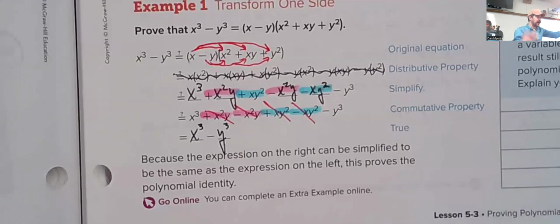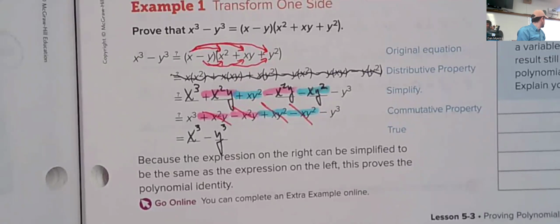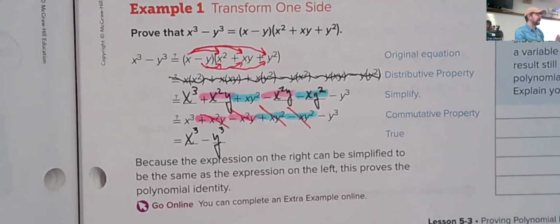So it's just distributive property combined with like terms. It proved that that is true. That's all you have to do. So because the expression on the right can be simplified to be the same as the expression on the left, this proves the polynomial identity. It just takes some algebra and distribution and like term combining, and we're good to go. Any questions on that before we look at the last couple examples on the next page?